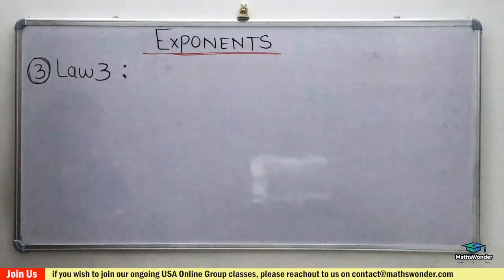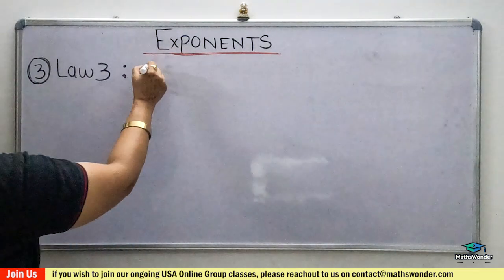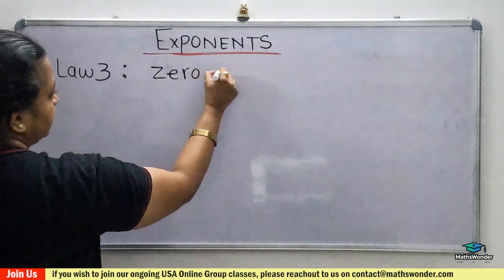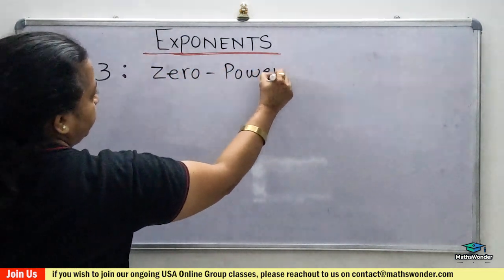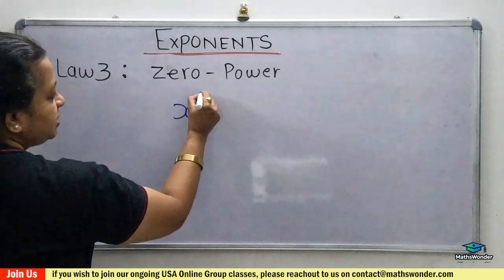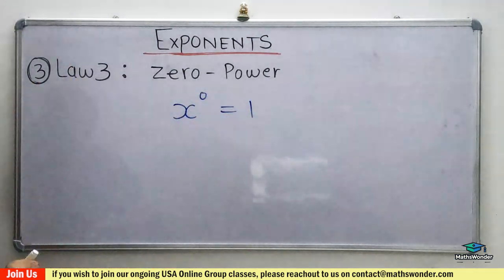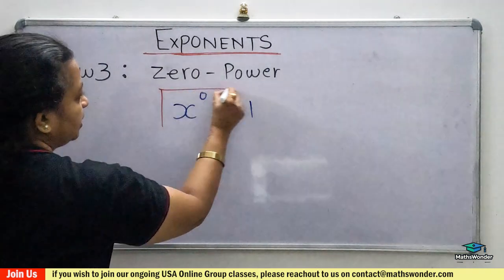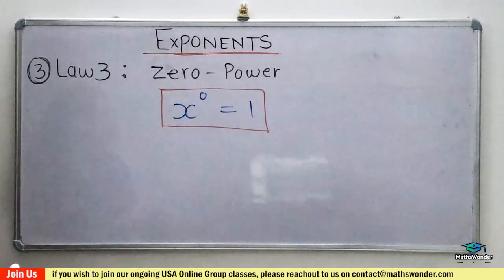Law number 3 is the zero power. What does this mean? This means if x is non-zero, any number, rational number, and rational numbers include every type of number, then x raised to the power 0 will give 1. Means any number's power 0 is 1. And then give me a minute, okay?